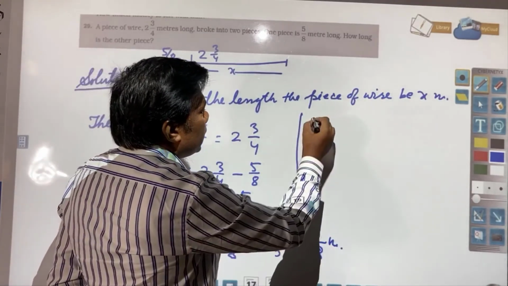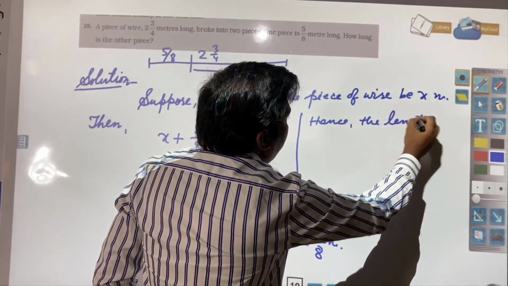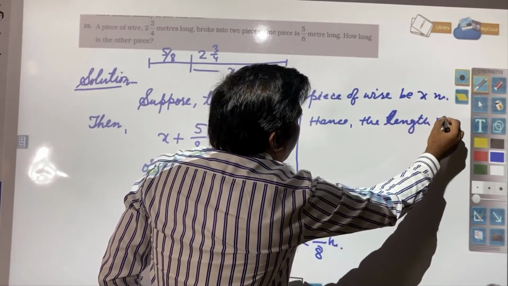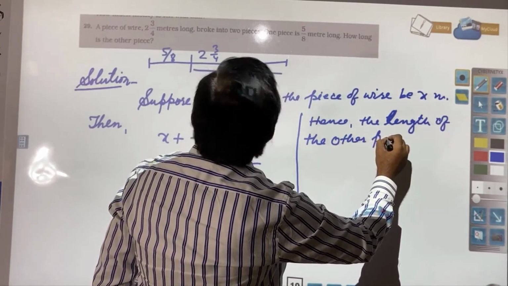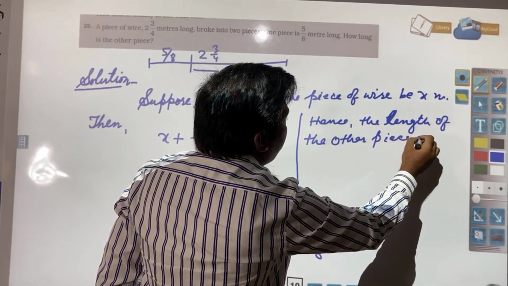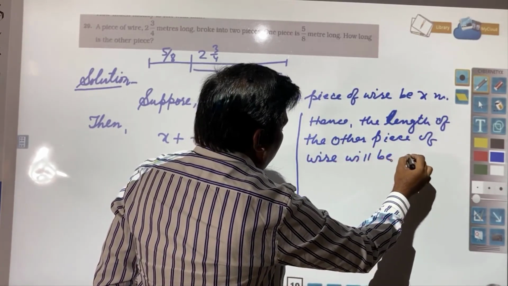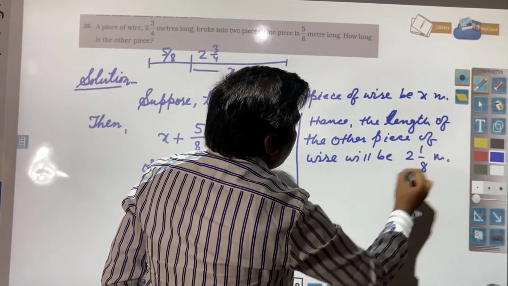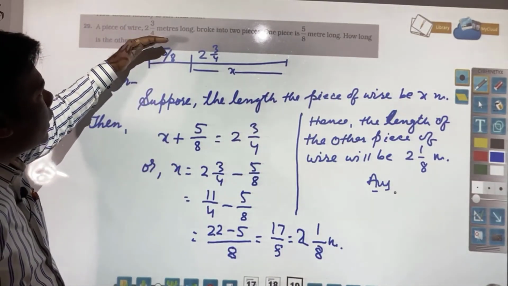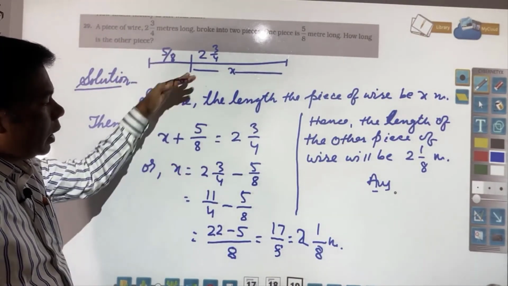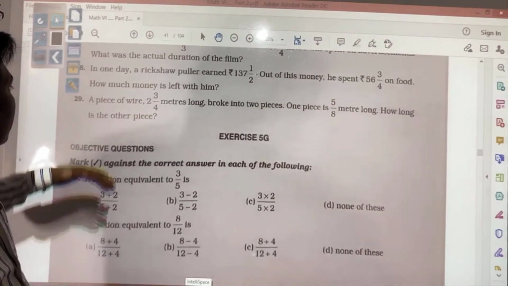So you will write, hence the length of the other piece of wire will be 2 whole 1/8 meter, and this is your answer. So in this way, by proper understanding, you must write the statement and then do the simplification. So in this way we have completed this exercise.